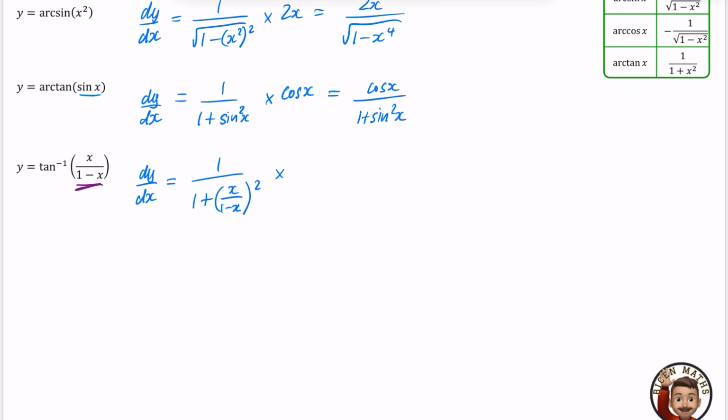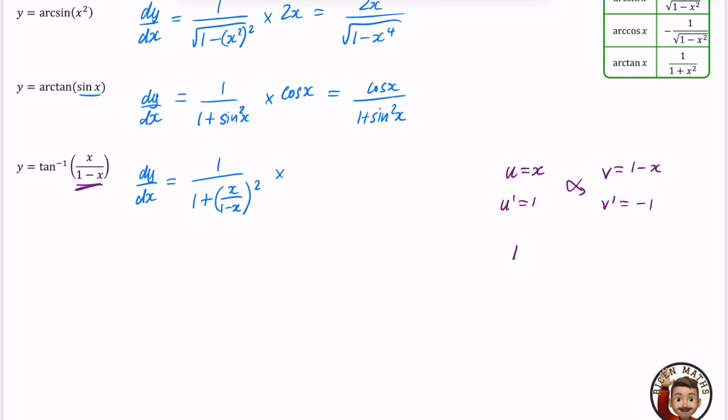I'm going to use the quotient rule for this, and I'm going to say that my u is equal to x, and my v is 1 minus x. x differentiates to 1, and 1 minus x differentiates to minus 1. So when I do the quotient rule, I will have v u dash, this one, minus this times this one, divided by v squared.